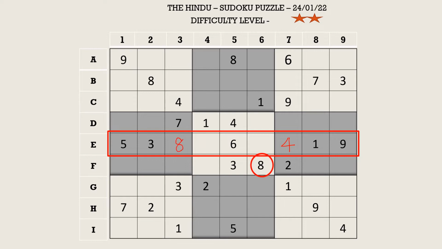Now the missing numbers are 2 and 7. There is a 2 in row G which blocks E4. So E6 takes 2 and E4 takes 7.